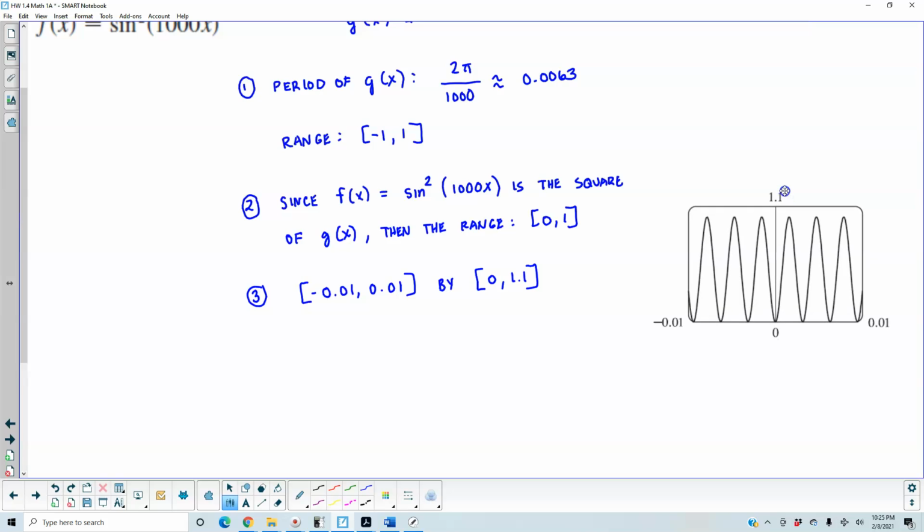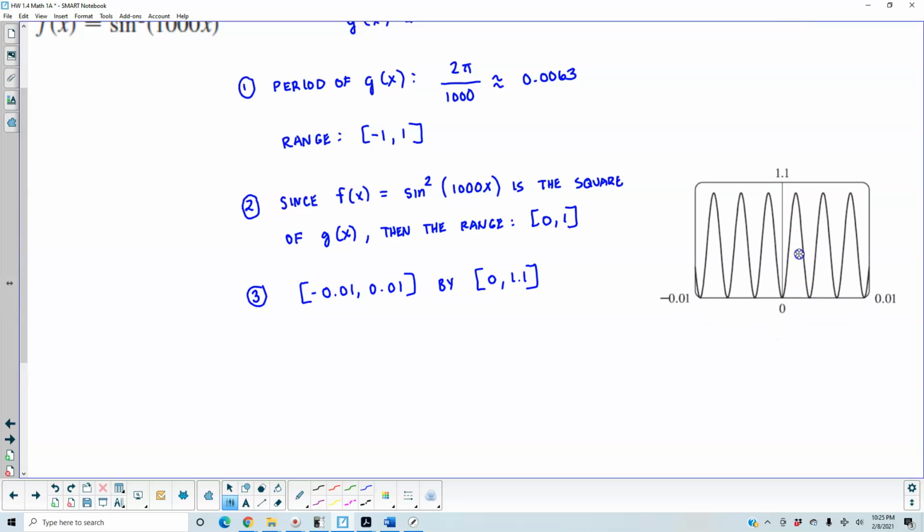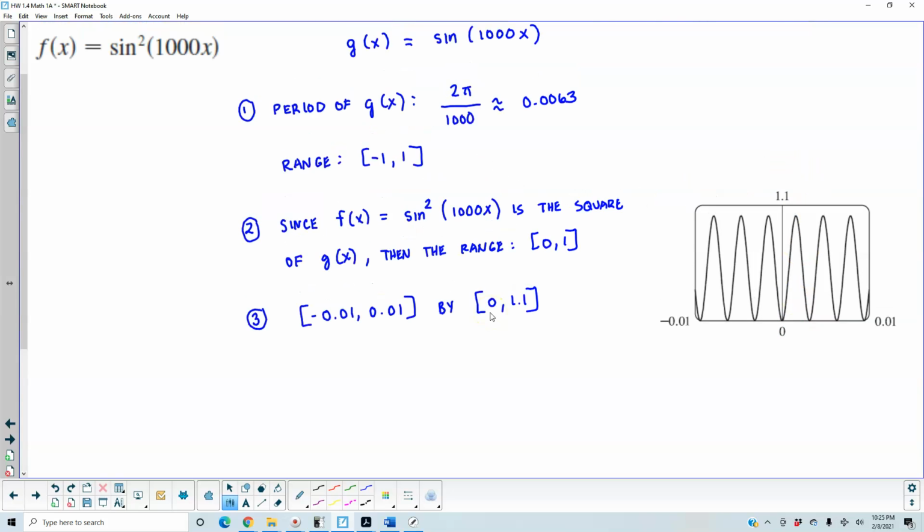And so therefore, we have our graph with a viewing rectangle of -0.01 to 0.01 for the x min, x max, and there's your y min and y max for this trig function.